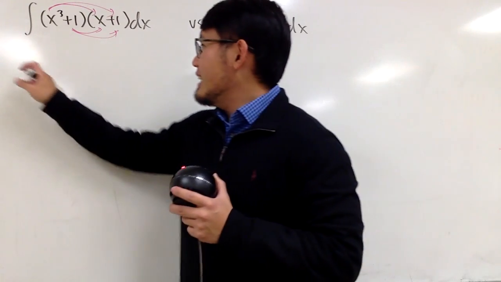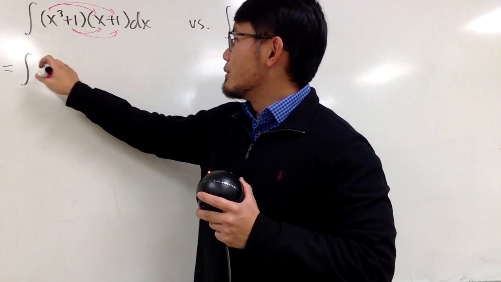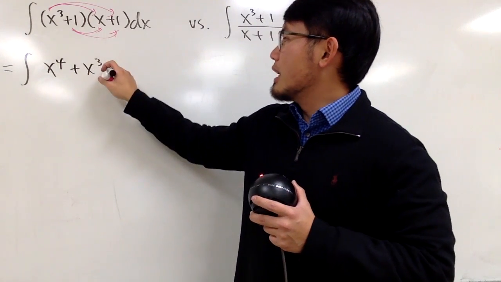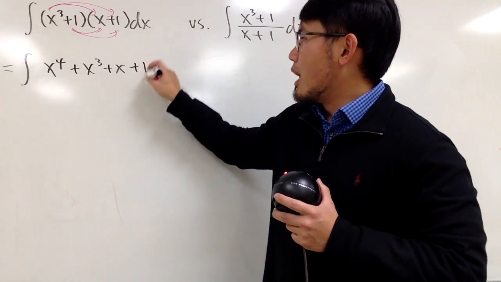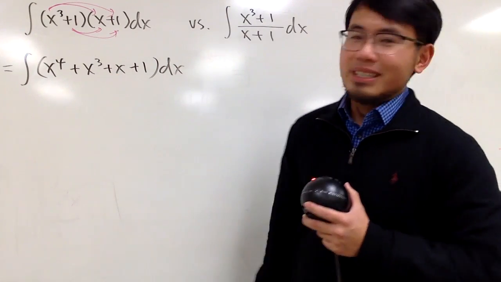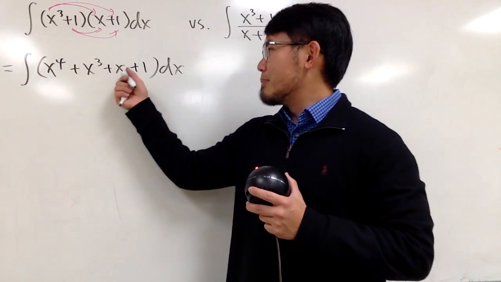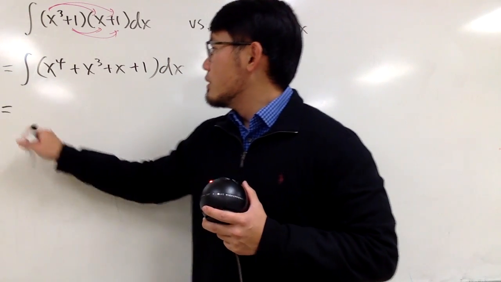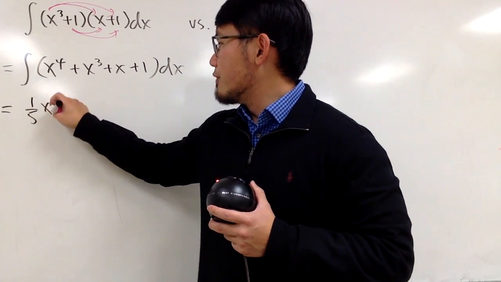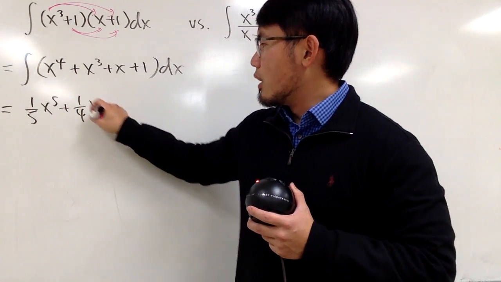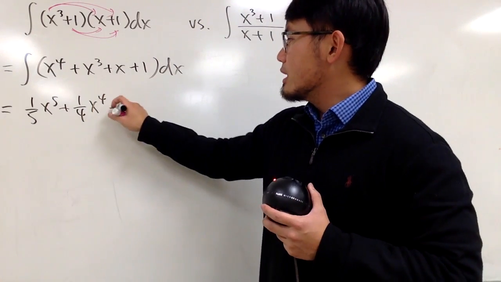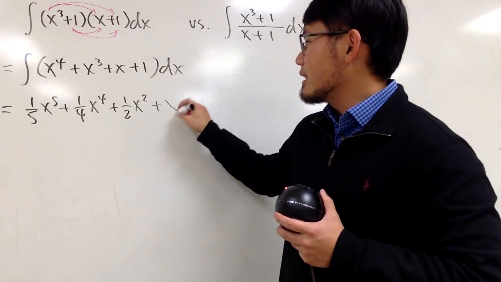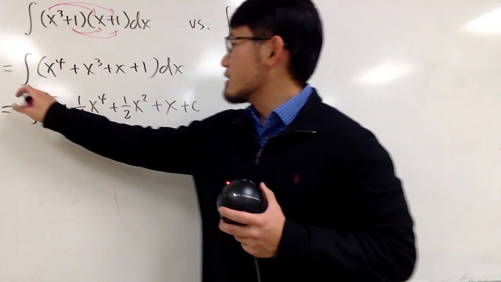Anyway, integral, and when you do this times that, you get x to the fourth power, and when you do this times that, you get x to the third power. When you do this times that, you get x, and when you do this times that, you get 1. So just multiply it out. So you see that you have this plus that plus that plus that. You can just integrate them term by term because it's just additions. So the first one you get 1 over 5 x to the fifth power. The second one you get 1 over 4 x to the fourth power. This one you get 1/2 x squared, and then to get 1, well, in the x world you get x. So you're done. Put plus c like this.